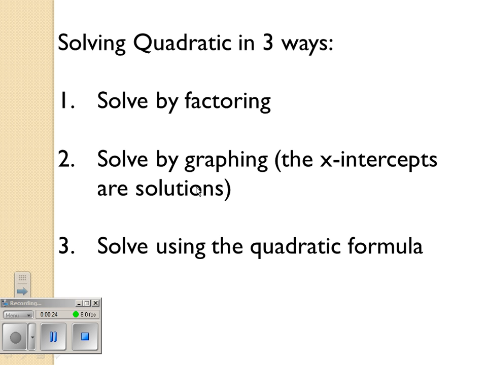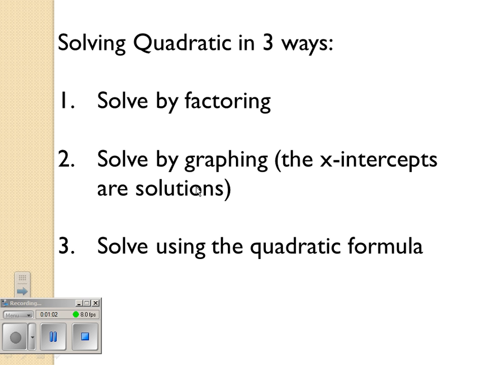Alright, so in this section we're going to be taking a look at solving quadratics in three different ways. We're going to solve by factoring, and there are several ways in which to solve by factoring, so you'll see many examples dealing with that first method. The second method is to solve by graphing, and this mainly we're going to be looking for x-intercepts because those intercepts will be where the values of y on our parabola or our graph are equal to 0, and it is those zeros that are the solutions to the parabola or to the quadratic. And the third method is using the quadratic formula itself.